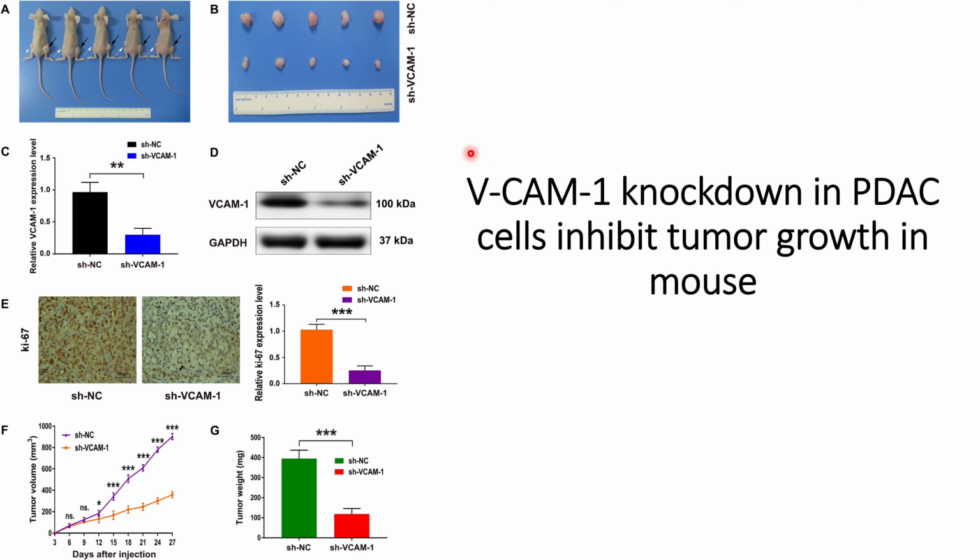So all this data indicates that VCAM-1 helps in the proliferation and growth of the pancreatic cancer cell lines at a much higher rate, and VCAM-1 inhibition can prevent this proliferation of the pancreatic cancer tumors in the mouse model, in the xenograft mice model.